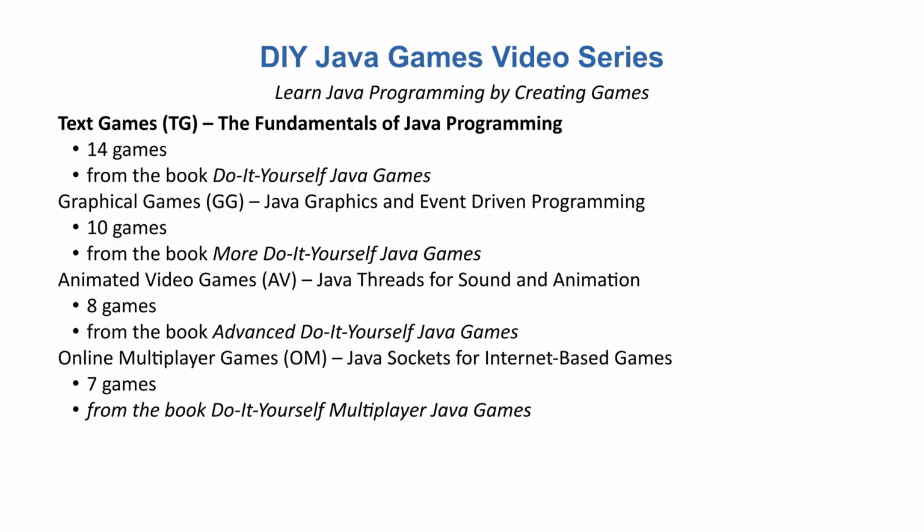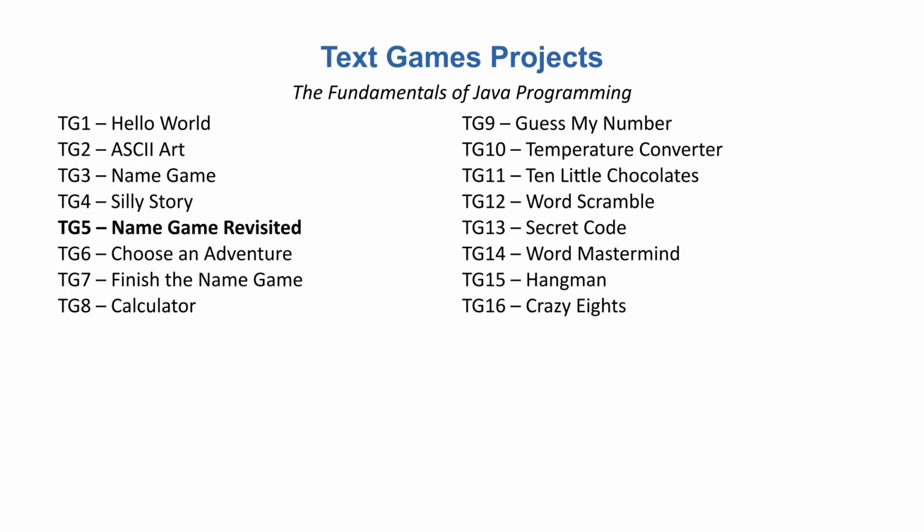We're currently in the Text Games video series, TG, the first of 4 types of game series. The focus of this series is to cover the fundamentals of Java programming. No programming experience is required. You'll learn how, when, and why Java programs are written the way they are. This series has 16 projects.